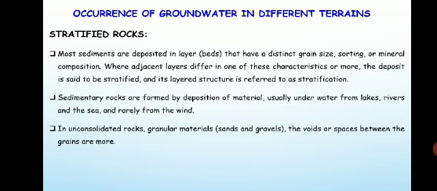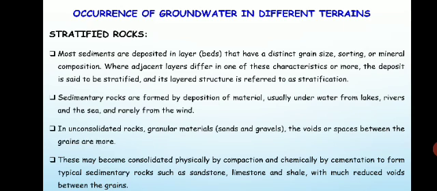In unconsolidated rocks, the cementing material has still not played a role, right? So they are not consolidated, they are not compacted together. In granular material like sand and gravel, the voids or the spaces between the grains are more. As in the previous figure I have shown you, if the fragments are unconsolidated, voids will be more, that is, the openings or pore spaces will be more.